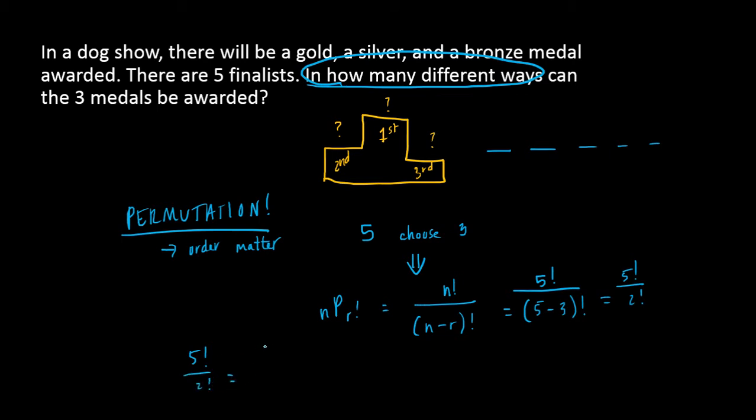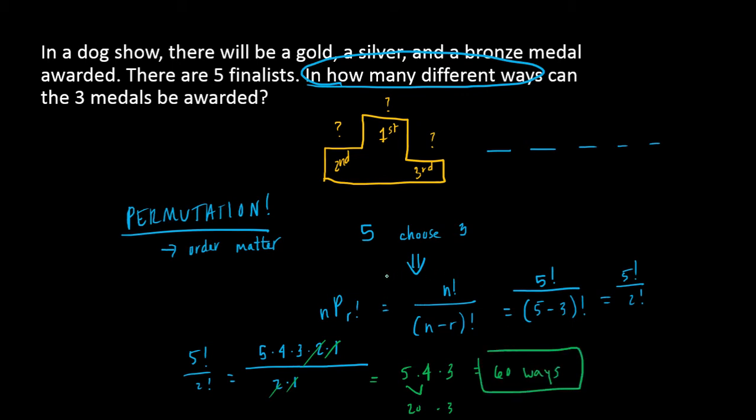5 factorial is equal to 5 times 4 times 3 times 2 times 1. 2 factorial is 2 times 1. I cancel out my 1s, I cancel out my 2s. I'm left with 5 times 4 times 3. And I get what? Let's see. 5 times 4 is 20. 20 times 3 is 60. So there are 60 different ways I can select 3 dogs for this podium for first, second, and third place.